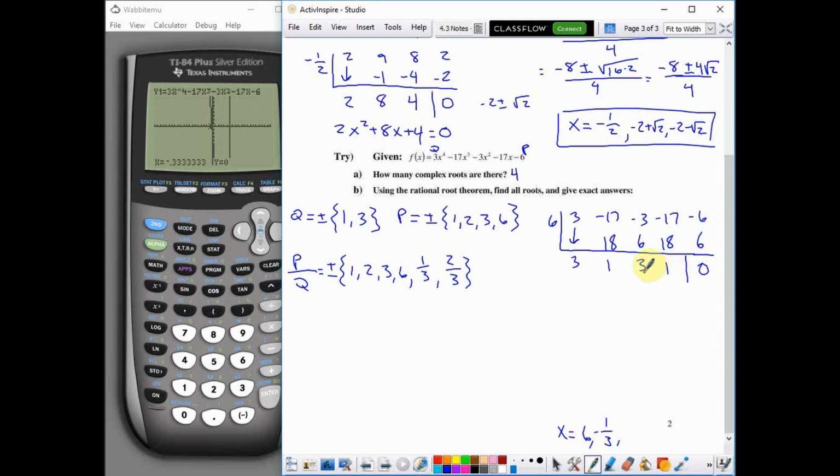I've got constant, x, x squared, and x cubed. That's a problem. I need to get down to an x squared, so I've got to divide again. This time I'm going to use the negative 1/3. Bring down the 3, and multiply, add, multiply, add, multiply, and add. I got a remainder of 0 again. That's a good thing. So I've got 3x squared plus 0x plus 3. And I'm going to set that equal to 0 and solve.